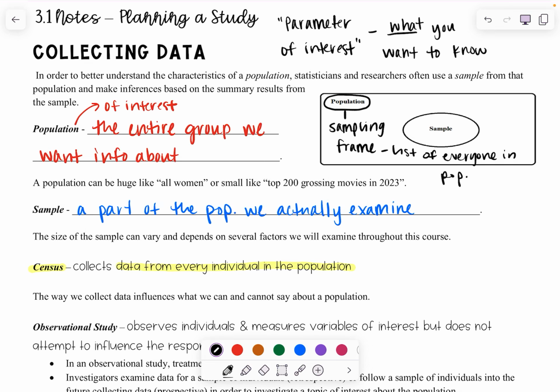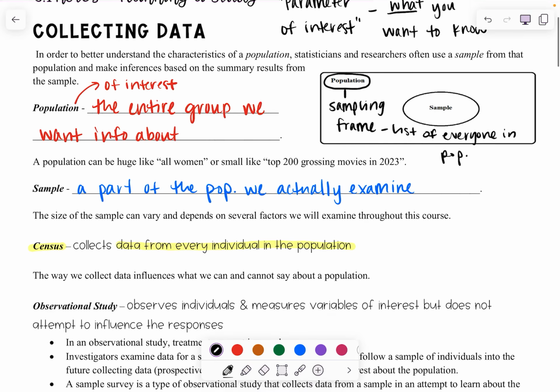Parameter of interest, population of interest, sampling frame isn't necessarily something you have to use terminology-wise, but if they ask you what is the sampling frame for a particular question, you're just saying it's the list of everyone. So potentially like a phone book or a list of every ID number, but something where all of the data from your population is collected.